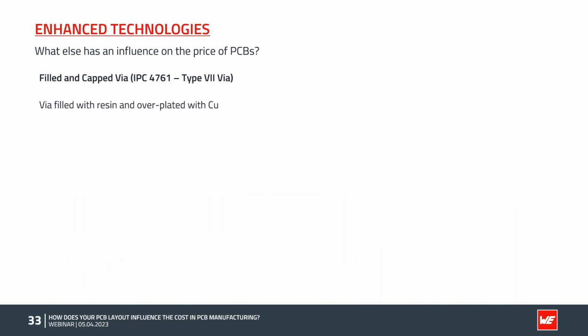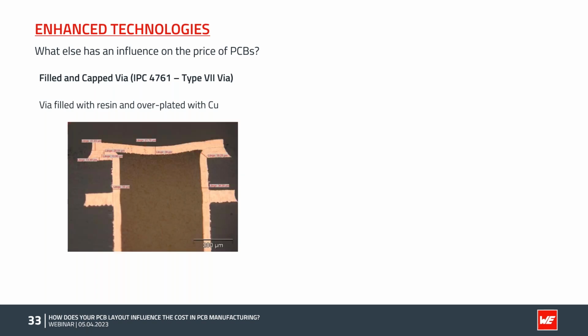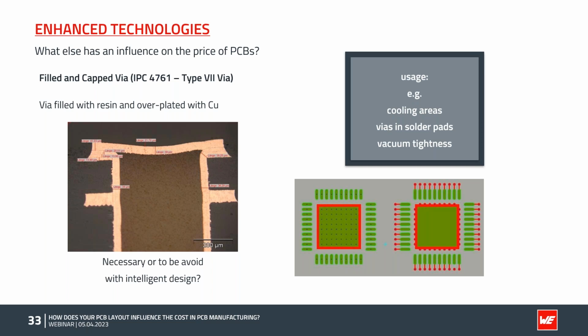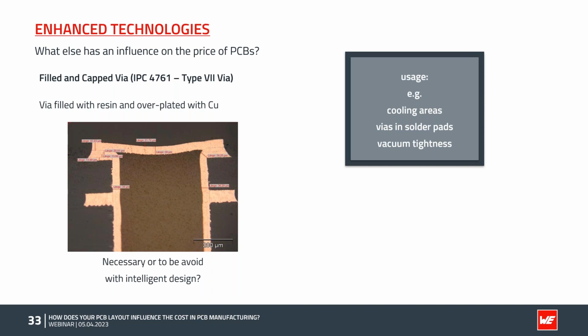Okay, next technology would be filled and capped vias. So what is it? Basically you see it here. We take a through hole, we fill it with resin, and we overplate it with copper. Where do you need it? Often it's used in cooling areas. For example, you want to get rid of solder going into through holes. So you overplate them so that the solder still stays on the surface, but you still have the via in the solder pad so that the heat can go from front to backside, for example.